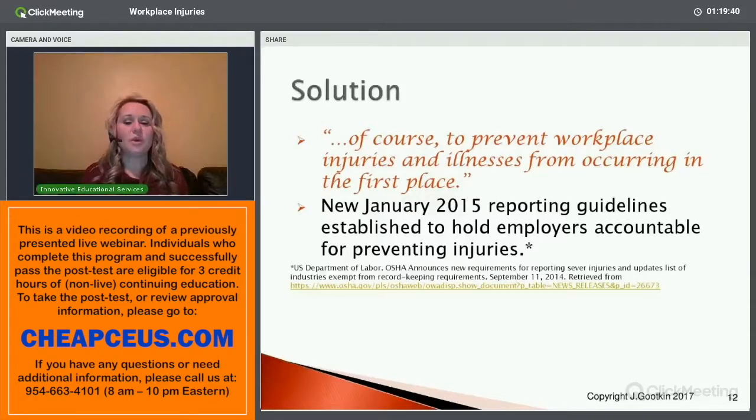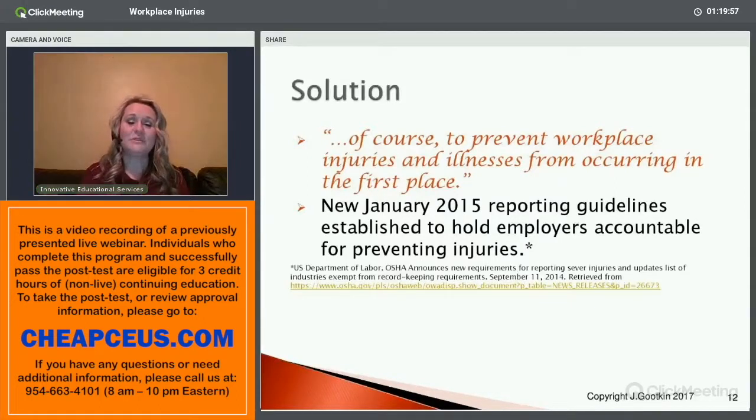OSHA, of course, and the U.S. Department of Labor said that, what is the solution to all of this economic burden and individual stress that it places? Well, to prevent the injuries. And yes, that makes sense. It would be nice if it was that simple.